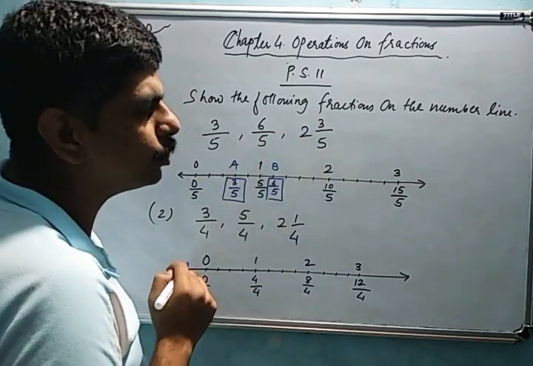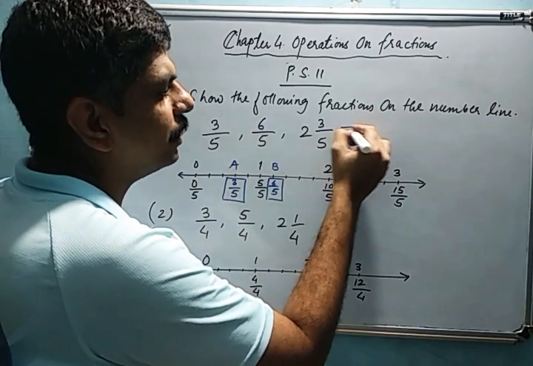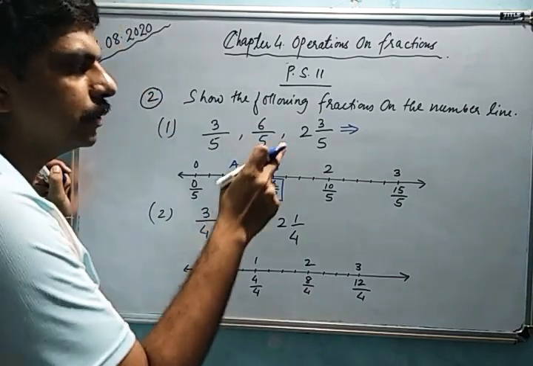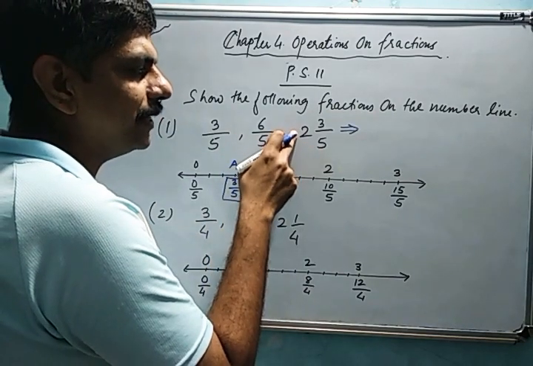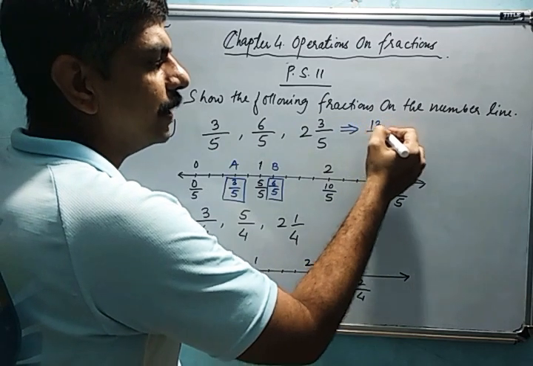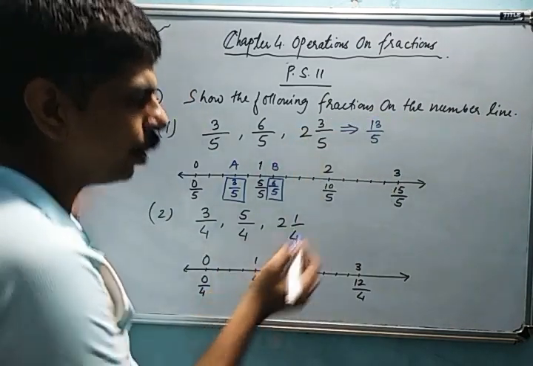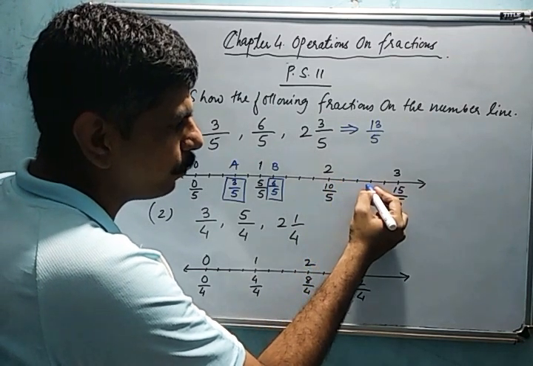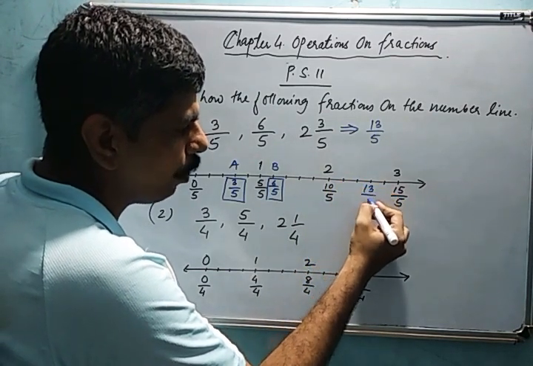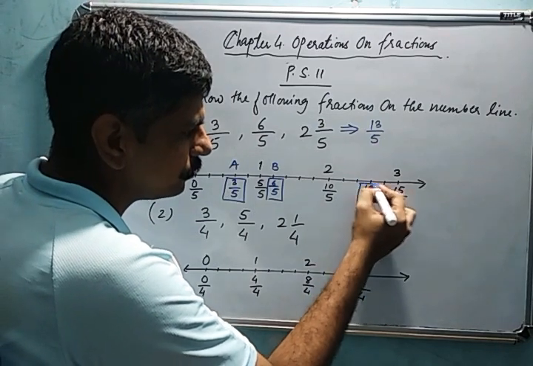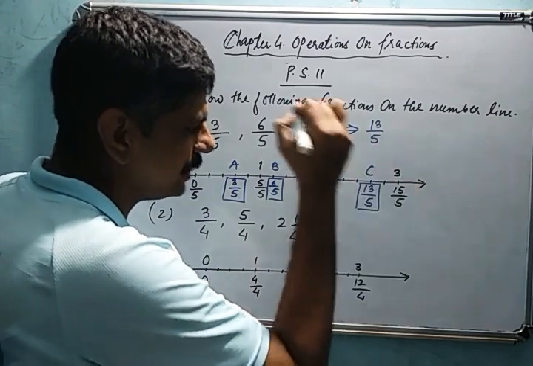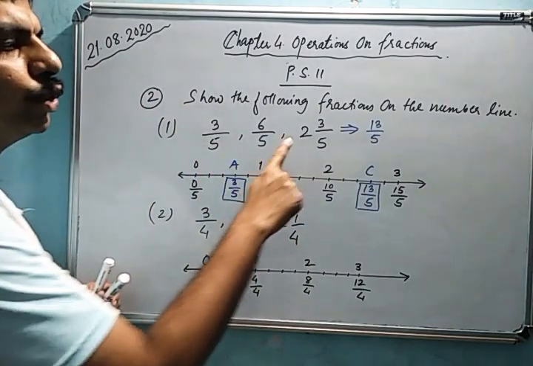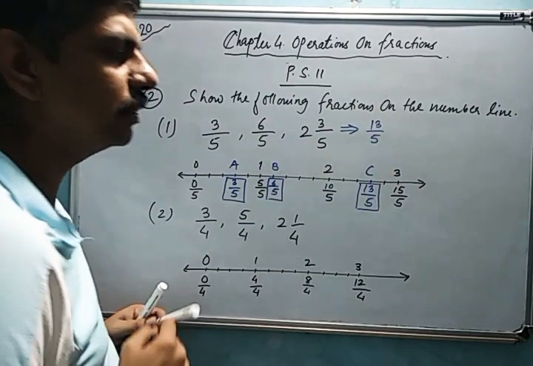Then I have 2 and 3 upon 5. You can convert this into an improper fraction. 5 2s are 10. 10 plus 3 is 13. 13 upon 5. So you can count here from 10. I can count here 11, 12, 13. So this point is 13 upon 5. Is it clear? This is point C. So I have shown here all 3 points. 2 and 3 upon 5 can be shown as 13 upon 5.